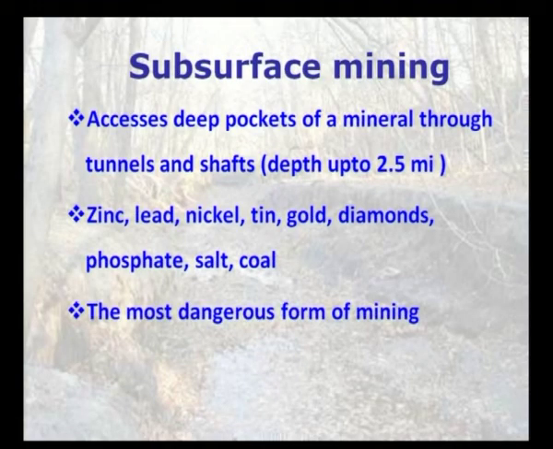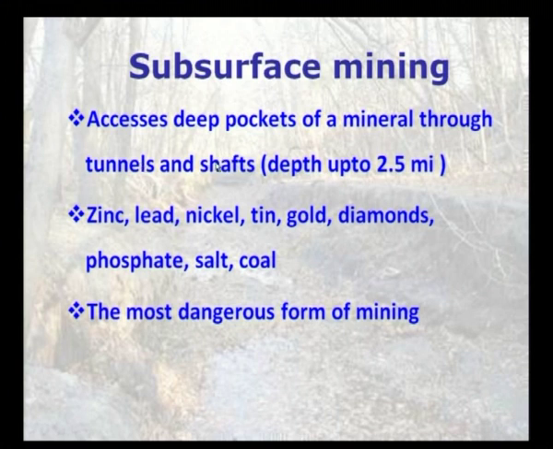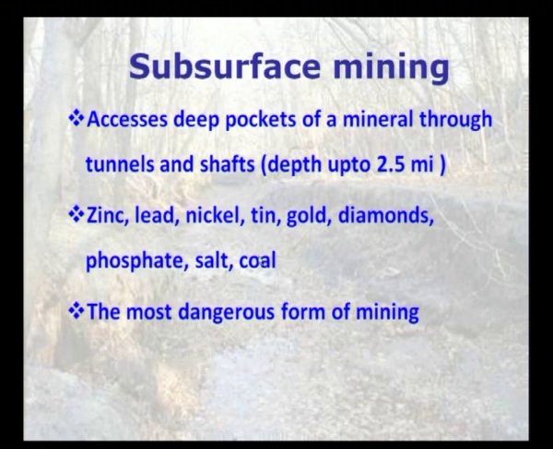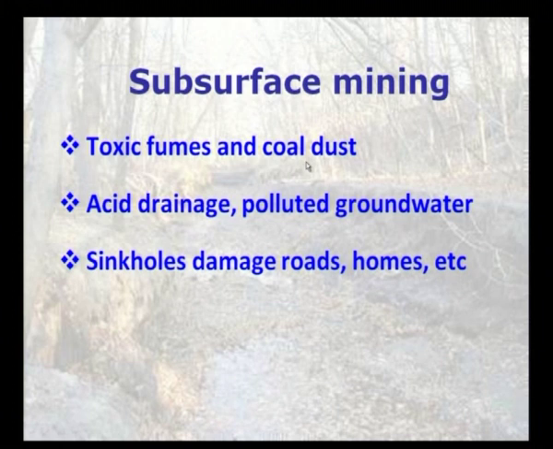And then comes subsurface mining, and in this it accesses deep pockets of a mineral through tunnels and shafts. A depth of 2.5 miles, that means a deep pit is dug up to 2.5 miles, and through the deep pockets, tunnels and shafts, the mineral is taken away, and zinc, lead, nickel, tin, gold, diamonds, phosphate, salt and coal are extracted by this method, and it is the most dangerous form of mining. And dynamite blasts and collapsed tunnels are the major drawbacks of this kind of mining. And toxic fumes and coal dust, acid drainage, polluted groundwater, sink holes, damage to roads, homes, etc. And therefore, subsurface mining is one of the most dangerous kinds of mining because of all these factors.